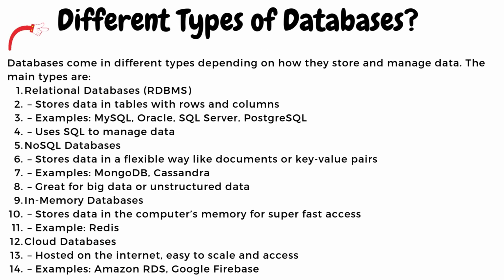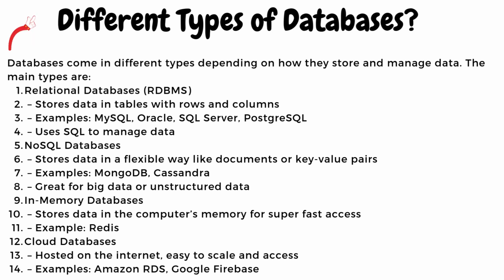Databases come in different types depending on how they store and manage data. The main types are relational databases. An RDBMS stores data in tables with rows and columns. Examples: MySQL, Oracle, SQL Server, PostgreSQL. It uses SQL to manage data.